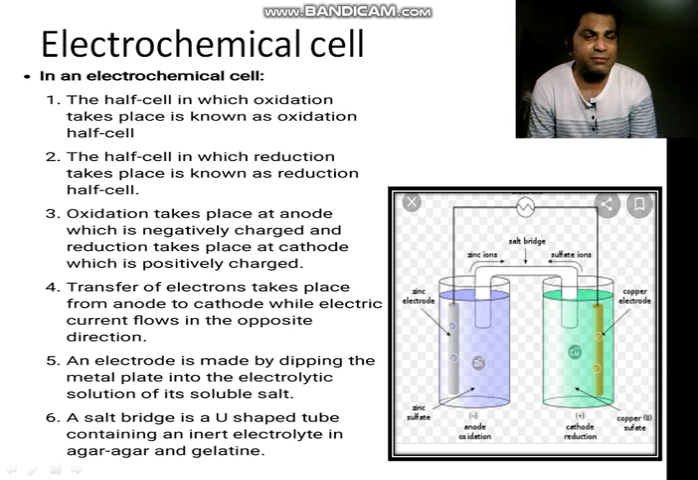An electrode is made by dipping a metal plate into the electrolytic solution of its soluble salt, such as copper sulfate or zinc sulfate. A salt bridge is a U-shaped tube containing an inert electrolyte in agar-agar and gelatin. These are two new words for you, agar-agar and gelatin, that you can understand.